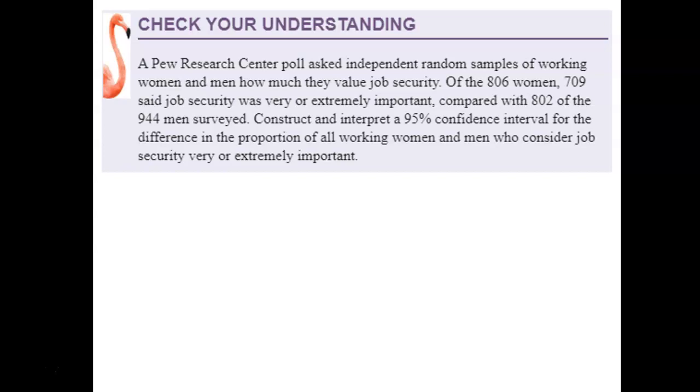Let's try it. We got that Pew Research Center again. They asked independent random samples of working women and men how much they value job security. Of the 806 women, 709 said security was very or extremely important, compared to 802 out of the 944 men. Construct and interpret a 95% confidence interval for the difference in proportion of all working women and men who consider job security very or extremely important.